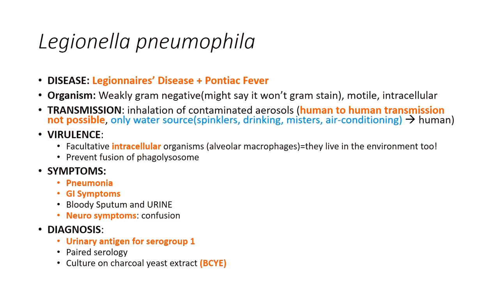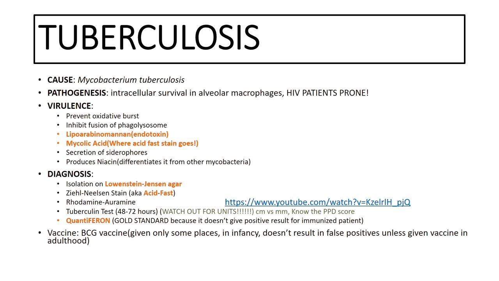Diagnosis, urinary antigen for serotype 1. This is key. Definitely know this. This is how we diagnose Legionella. They'll give you all these symptoms, and you have to come to the diagnosis that it's Legionella. And the question will ask you, how do we diagnose specifically? Or what do we look for? Urinary antigen. Pretty simple. We can also grow it on your BCYE agar, and they like testing that as well. And that's your buffered charcoal yeast extract.